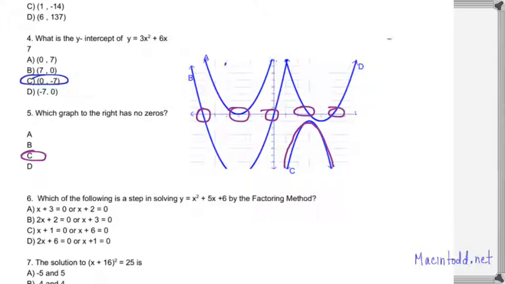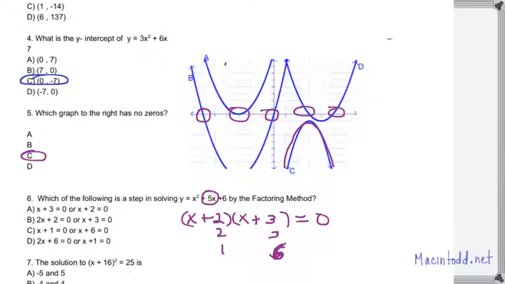And finally, 6 on this page, which of the following is a step in solving x squared plus 5x plus 6 by the factoring method? Well, let's just factor it, and then we will compare it to the answers. To get 6, I could either use 2 and 3 or 1 and 6. But they have to add up to 5. Well, 1 and 6 have a difference of 5, but 2 and 3 add to 5. So I'm going to add those two, and that factors or multiplies back to give us this x squared plus 5x plus 6.